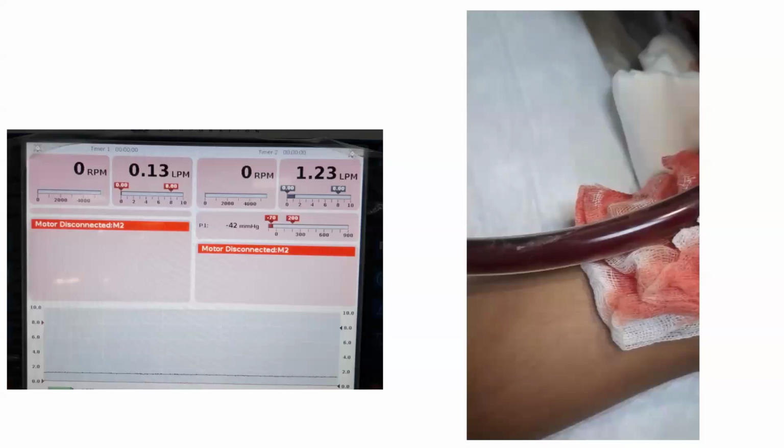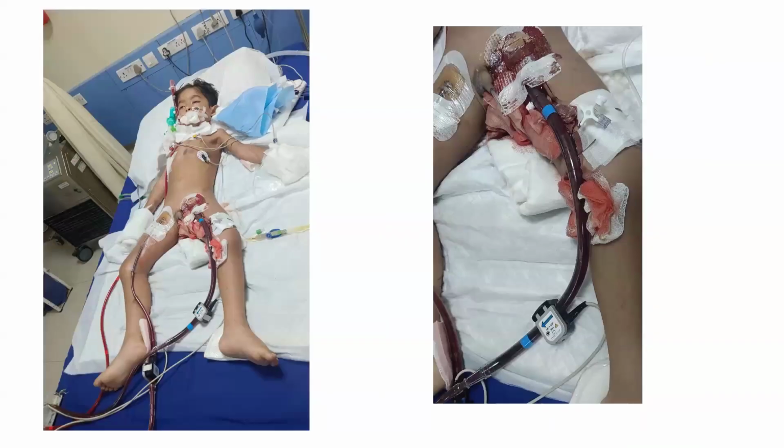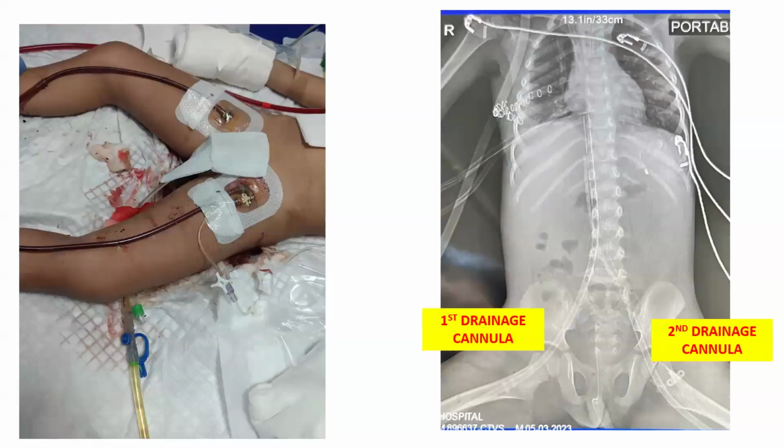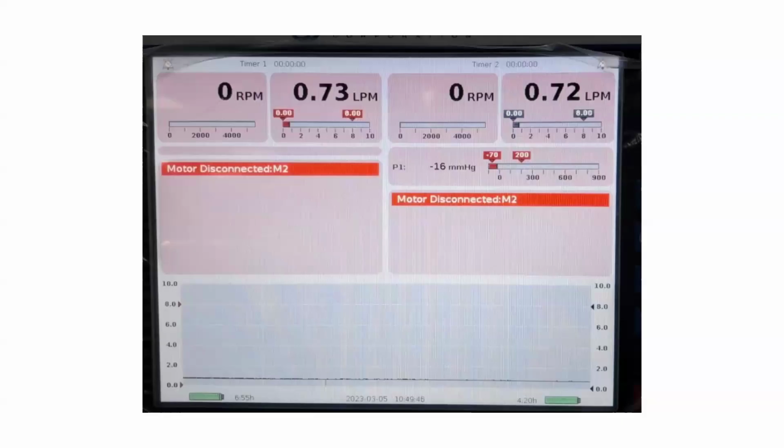What is the way out? It's an emergency situation. So we had to take out that cannula and put in a proper drainage cannula in the other limb. After that, the flow stabilized and the patient improved and went home. The whole circuit was fully clotted. So, you have to be precise in your technique.